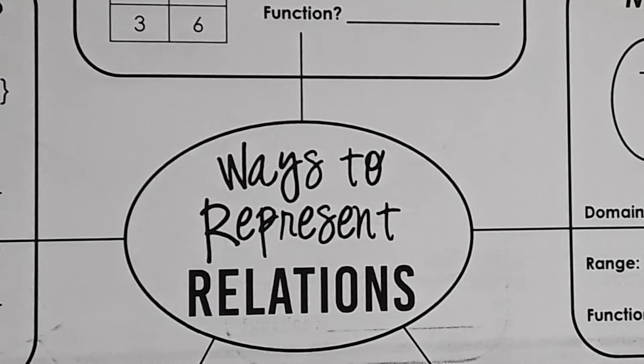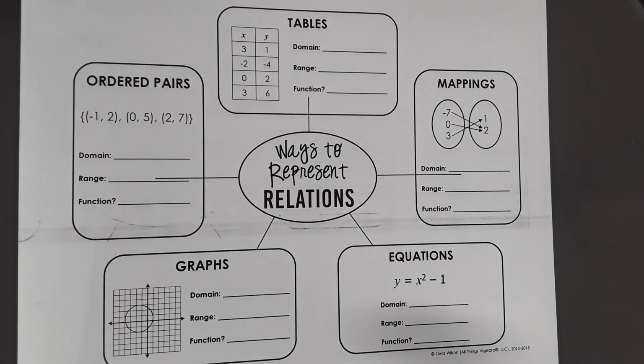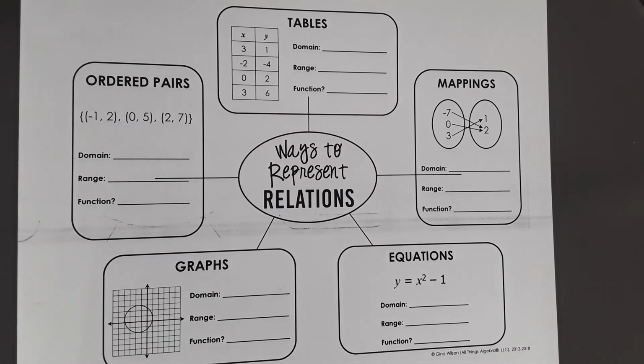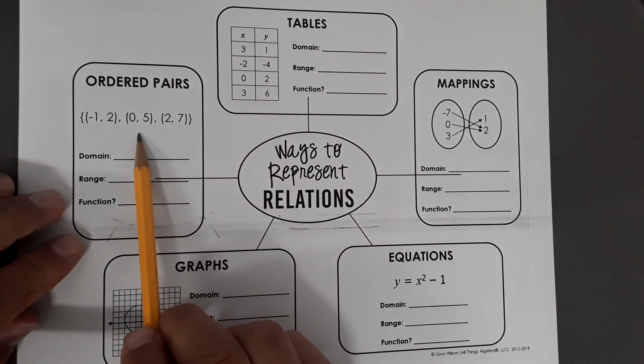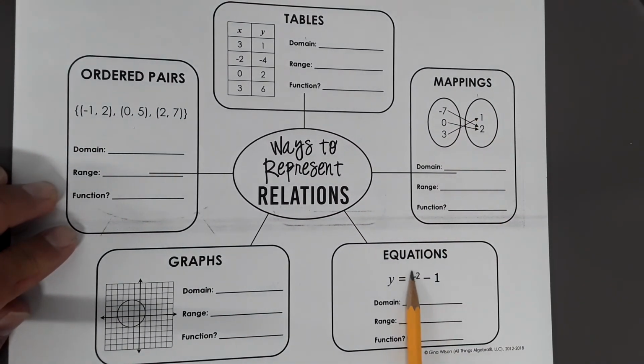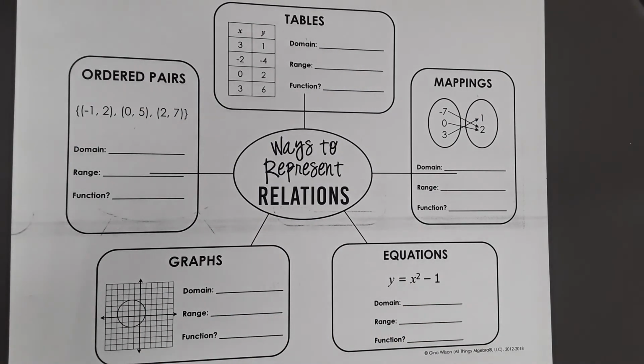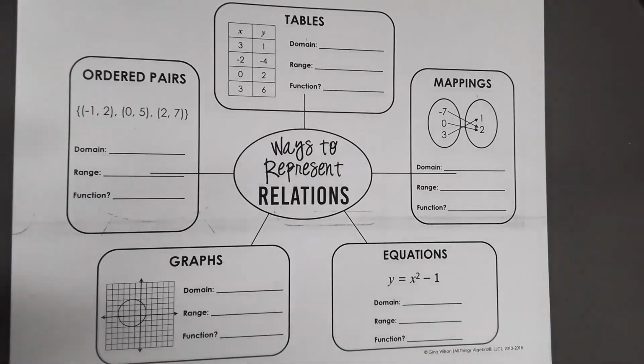All right, just a quick refresher here. This is the way that you can represent relations as ordered pairs. We talked about that over and over. Tables, mapping diagrams, equations, and graphs. These are the different ways that you can represent relations. I would probably print this paper off and keep it in your notes so you have it. Okay, that is assignment 14.